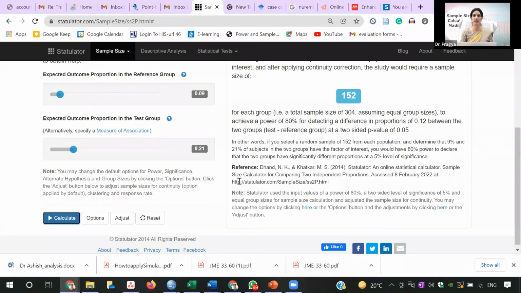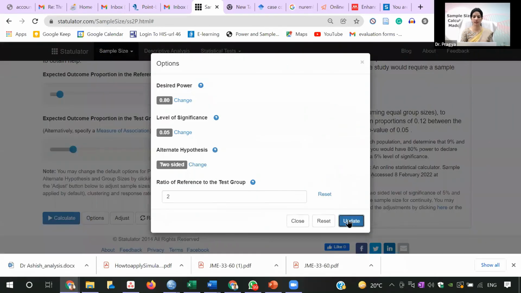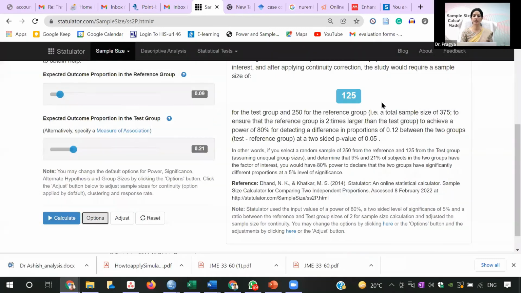So if you see this, it is 152, but again, it has taken equal group sizes. So I'll go here and update it once again. You can see the required sample size for the cases is 125. So 125 is the total number of cases, and if you take the same number of controls, it is 250. So the total sample size will be 375.